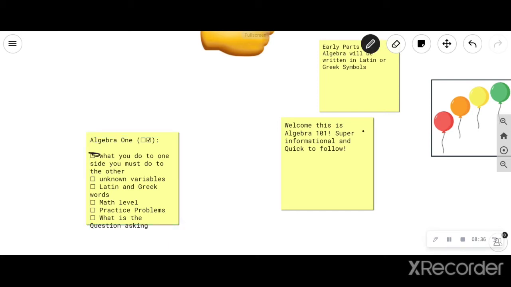Okay, we can check it off. So there are unknown variables: x, y, z. It doesn't matter which letter it is, unless, of course, you're talking about the x and y graph, or y and x graph. But if it's just algebra in a broader sense, it doesn't matter. You can use m, p, z, or f.